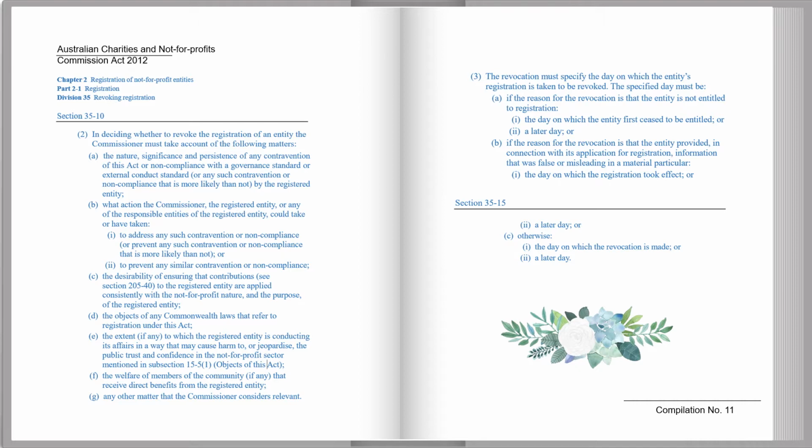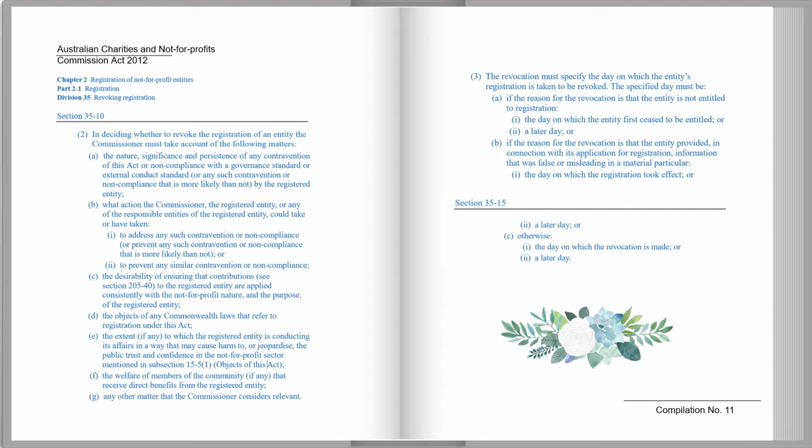The Commissioner may revoke an entity's registration under this Act if the Commissioner reasonably believes that any of certain conditions exist. These conditions include the following. A. The entity not being entitled to registration. B. The entity contravening this Act or not complying with a governance standard or external conduct standard. C. The entity providing information that was false or misleading in a material particular in its application for registration. D. The entity requesting that the Commissioner revoke the registration.